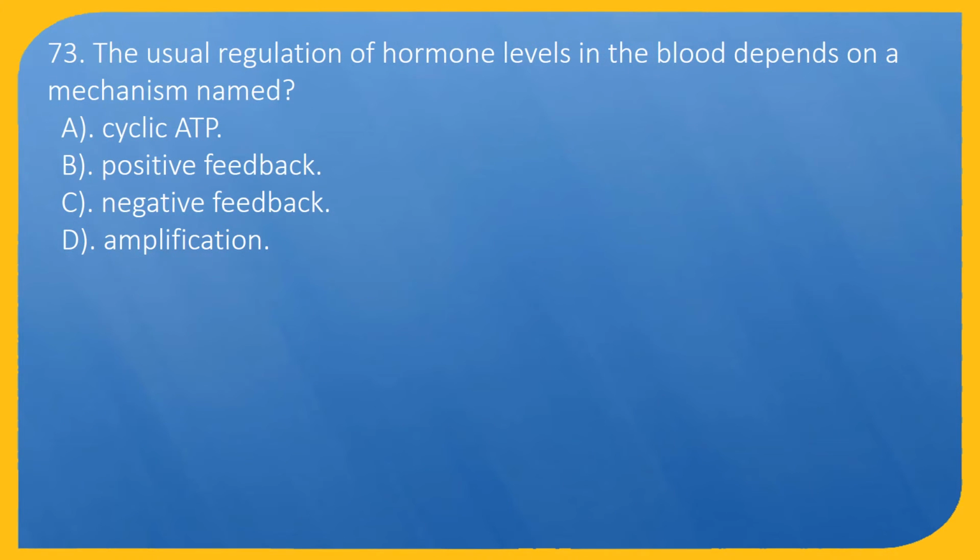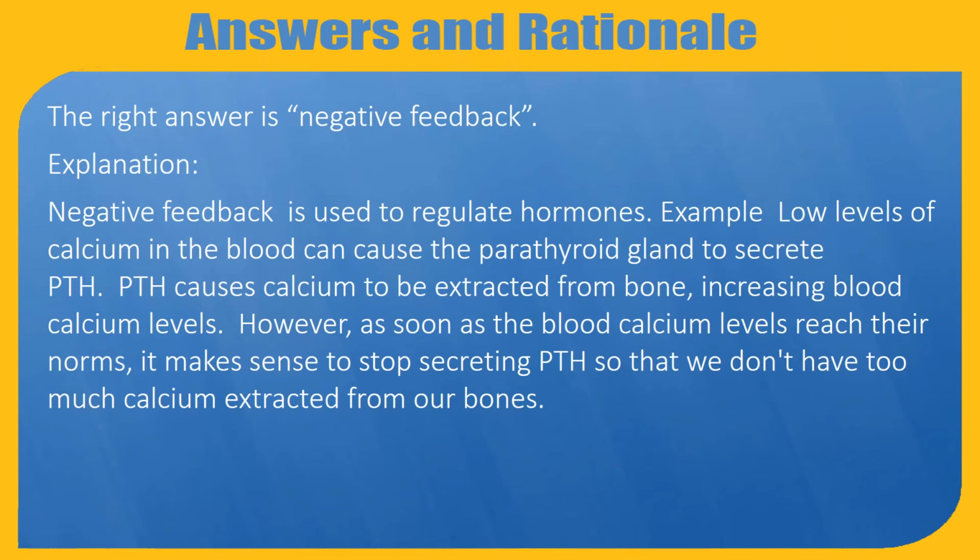Question 73. The usual regulation of hormone levels in the blood depends on a mechanism named A. Cyclic ATP. B. Positive feedback. C. Negative feedback. D. Amplification. The right answer is negative feedback. Explanation: Negative feedback is used to regulate hormones.